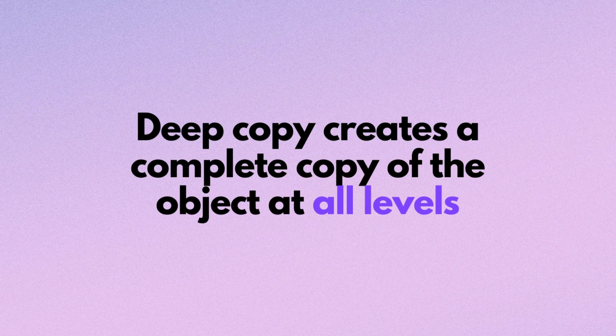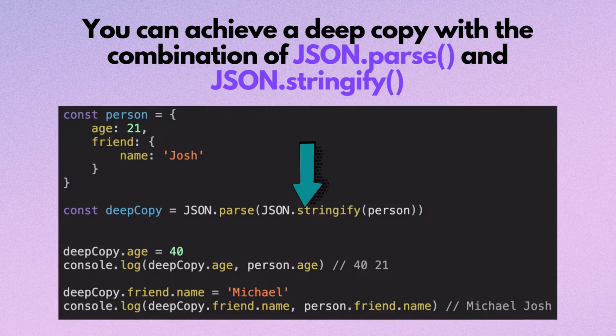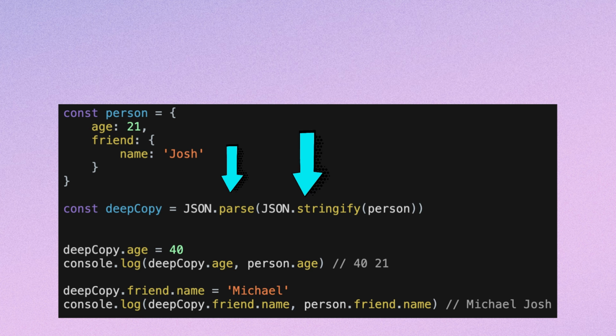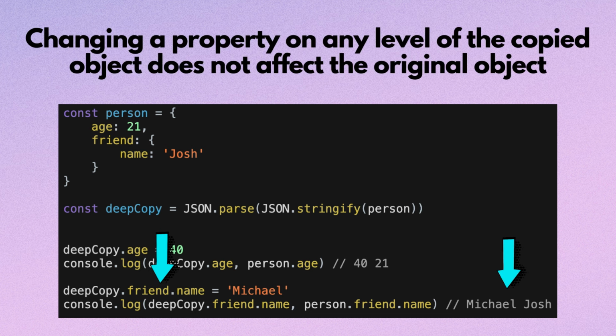Deep copy creates a complete copy of the object at all levels. You can achieve a deep copy with a combination of JSON.parse and JSON.stringify. Changing a property on any level of the copied object does not affect the original object in a deep copy.